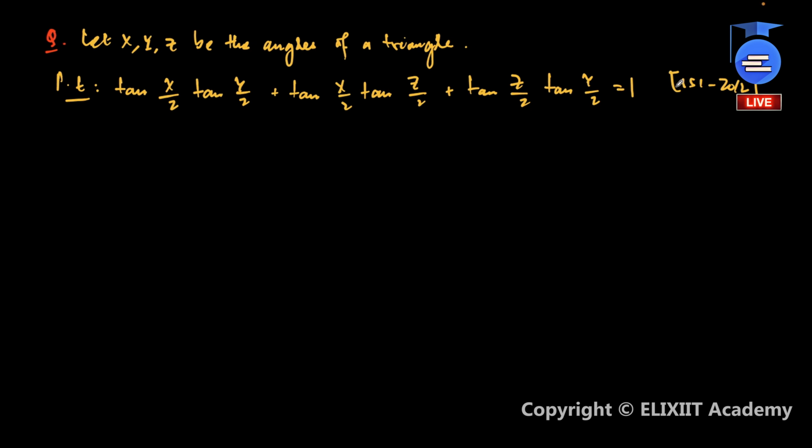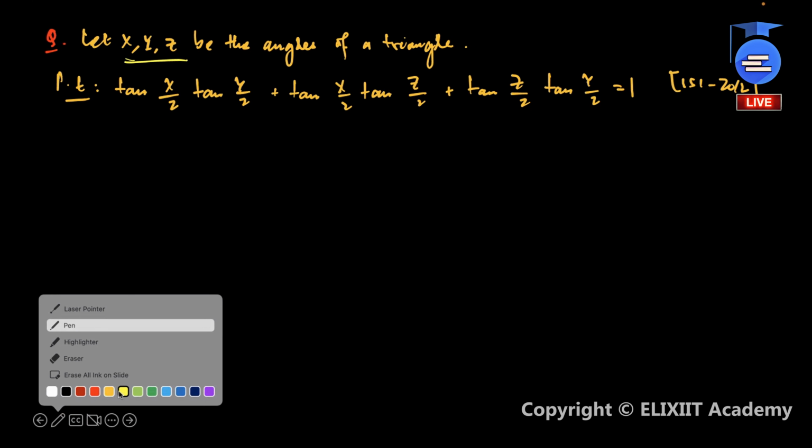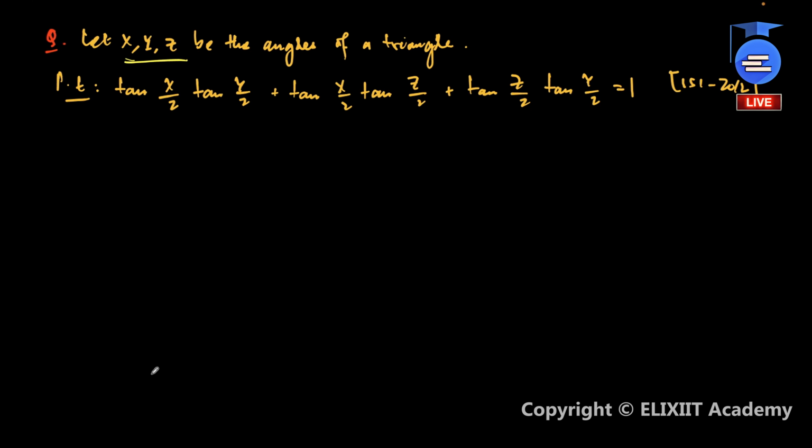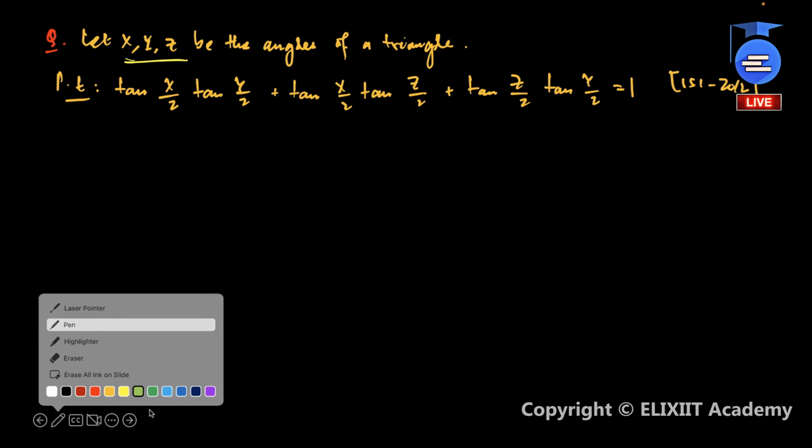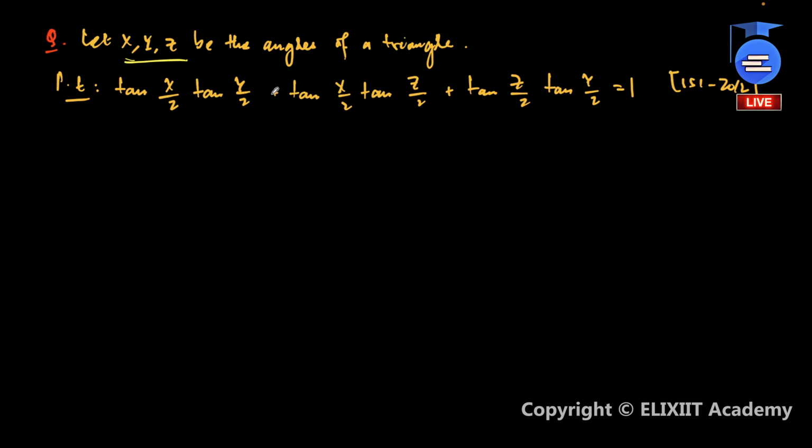First of all, this is a similar type of question to what we have been doing so far. Over here, in the place of the condition, they have mentioned x, y, z are the angles of a triangle. That's your condition, upon which we have to work. X, Y, Z are the angles of a triangle, and we have to prove this thing.